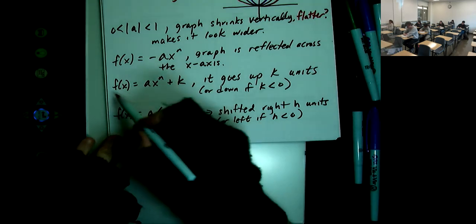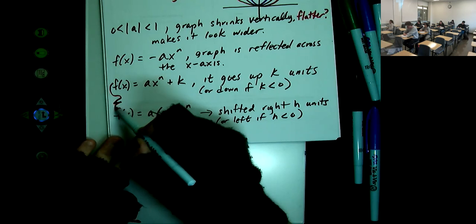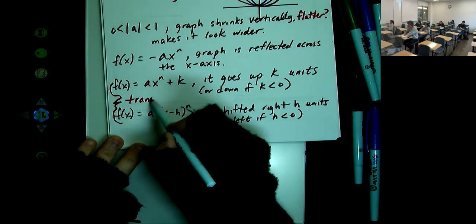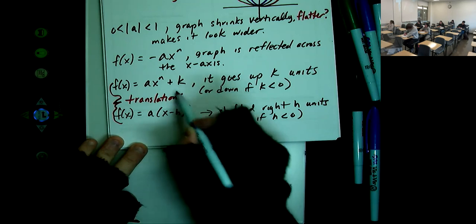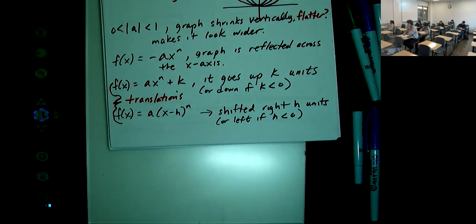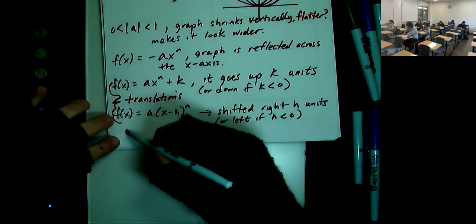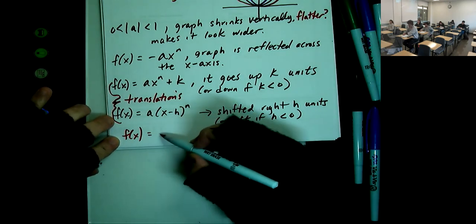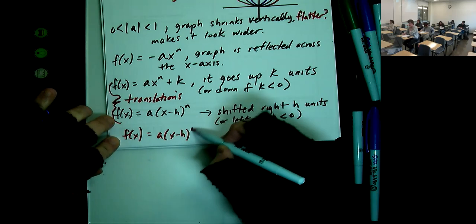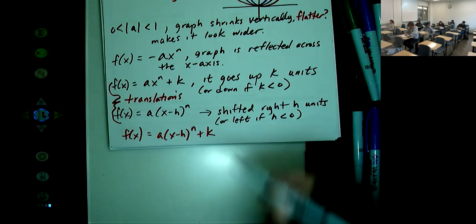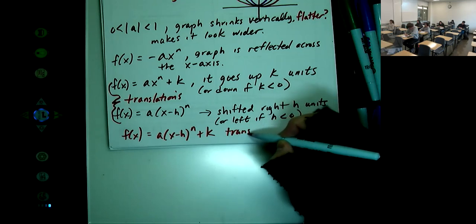And these two things are called translations. When the graph looks identical to the base graph, like if we do x squared and then we do x squared plus 2, it's just the x squared graph moved up 2 units. It's called a translation. And obviously we can do combinations of this. Translates both ways.